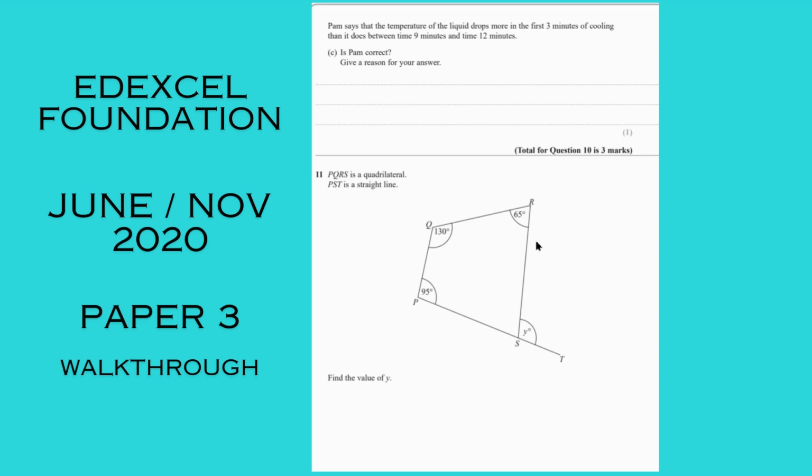And for part C, Pam says, etc., etc. At the end of the day, it's a yes. And the reason for that is the gradient, I'll let you write the whole thing out, is steepest or steeper at the start. Or the gradient gets less and less as time elapses, near the right-hand side of the graph.